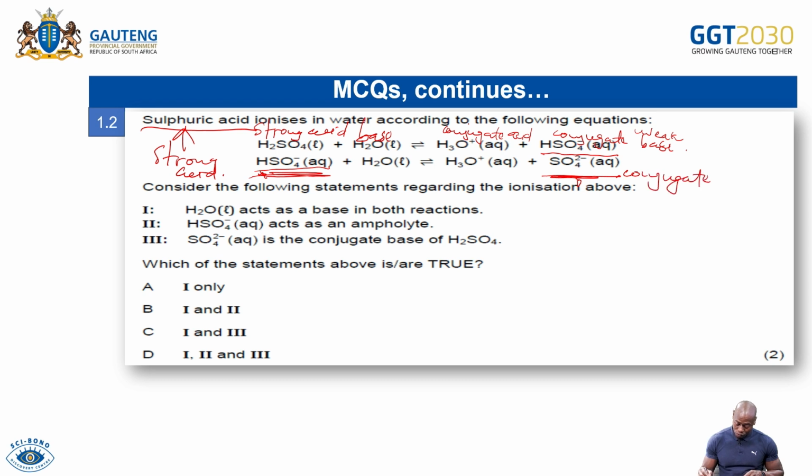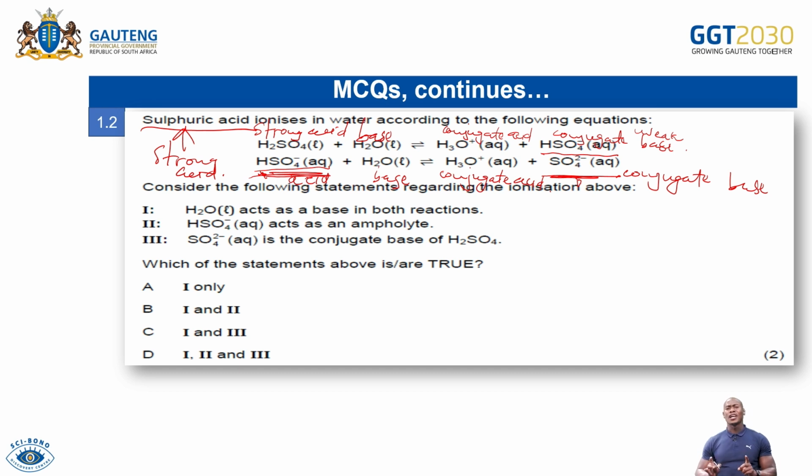So this becomes the conjugate base. Why am I saying the conjugate base? A conjugate base is formed after a proton has been removed from an acid. So this is going to be an acid, and this one is going to be a base, and this is going to be the conjugate acid. I hope we are together here, learners, right?